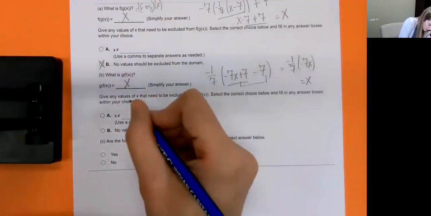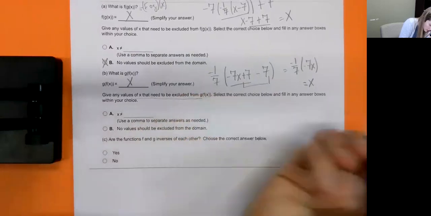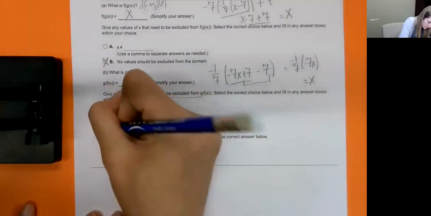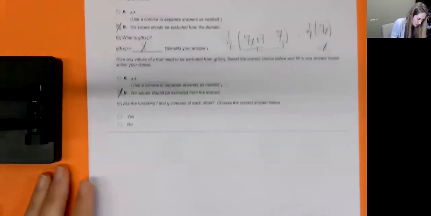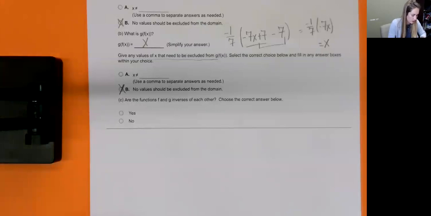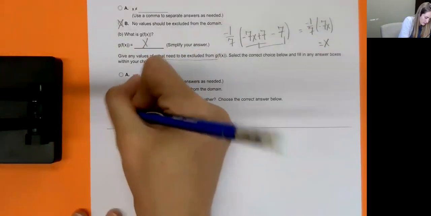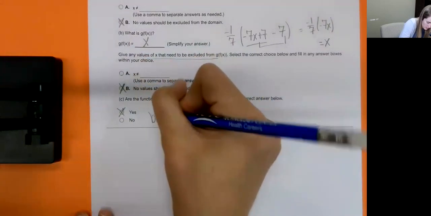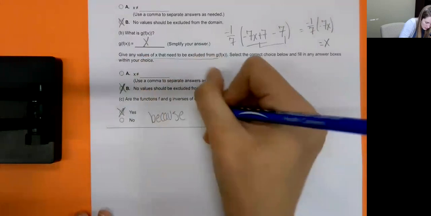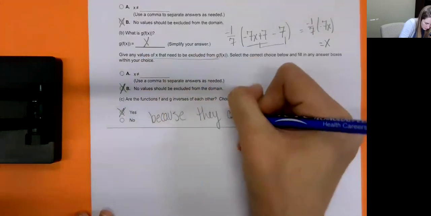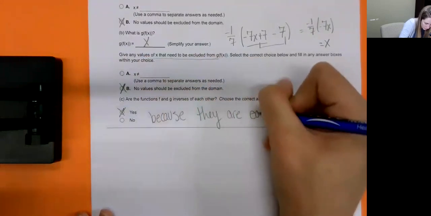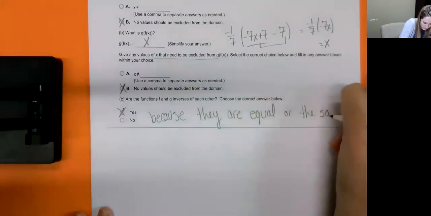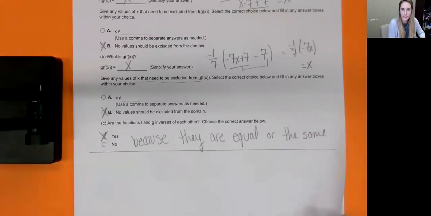And then, are there any values of x that need to be excluded? There's nothing that's going to make this undefined or unreal. So no values should be excluded. And then, are the functions f and g inverses of each other? Yes, because they both equal x. Yes, because they are equal or the same. Either way you want to say that one.